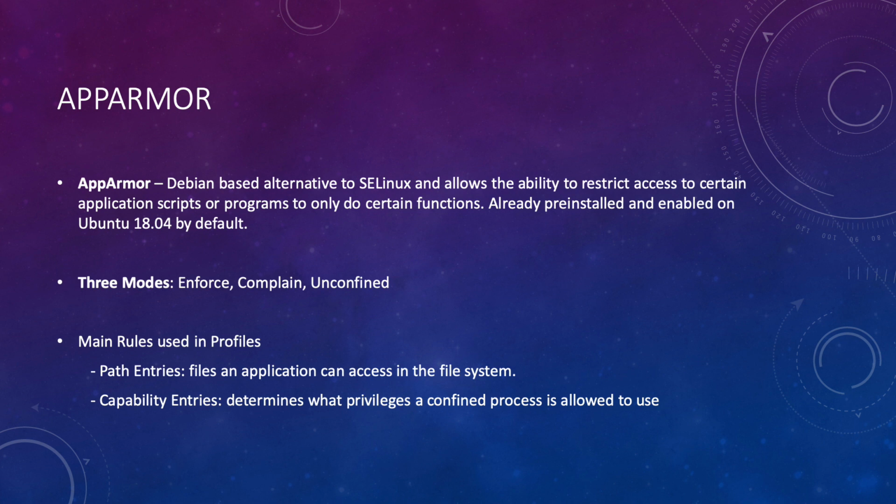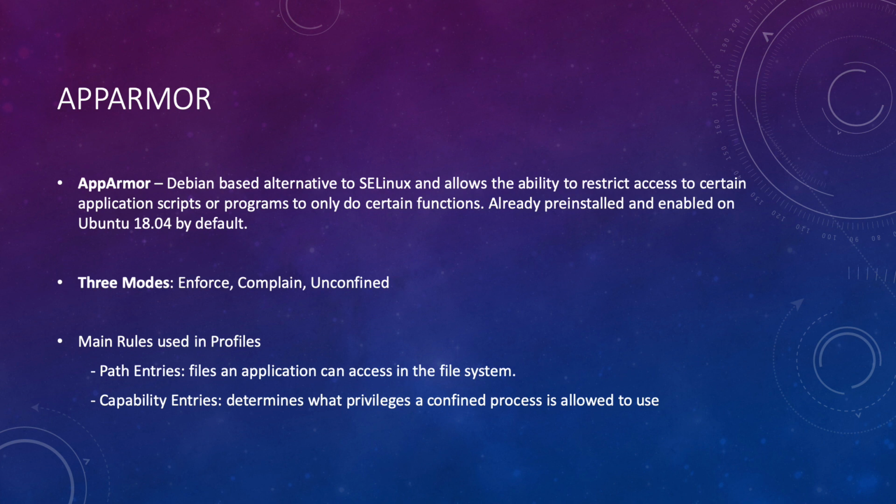If you're having an issue with a script not being able to access a certain thing, it's a high possibility that AppArmor is actually blocking you from using it, and you actually need to go in and configure it. AppArmor is already pre-installed and enabled on Ubuntu Server 18.04 by default.